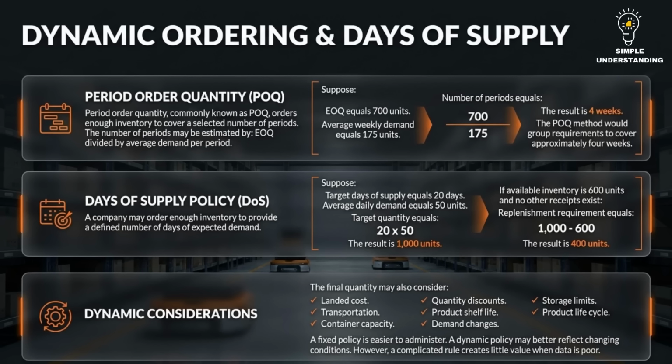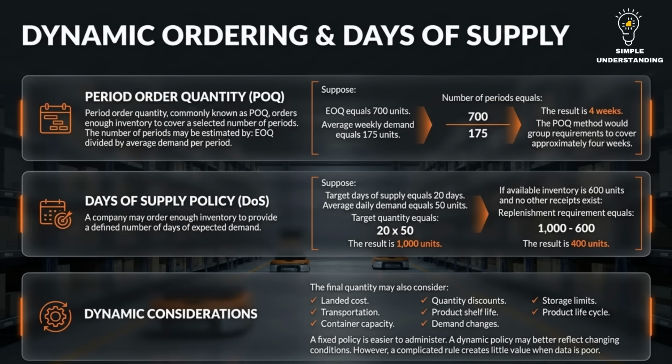Period order quantity. Period order quantity, commonly known as POQ, orders enough inventory to cover a selected number of periods. The number of periods may be estimated by EOQ divided by average demand per period. Suppose EOQ equals 700 units. Average weekly demand equals 175 units. Number of periods equals 700 divided by 175. The result is 4 weeks. The POQ method would group requirements to cover approximately 4 weeks.